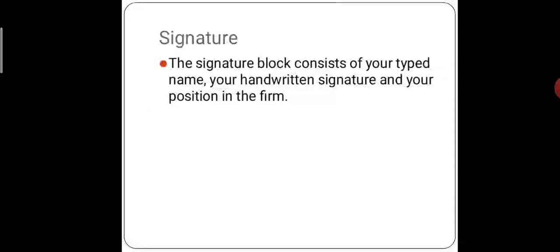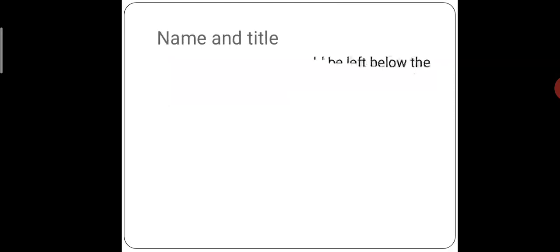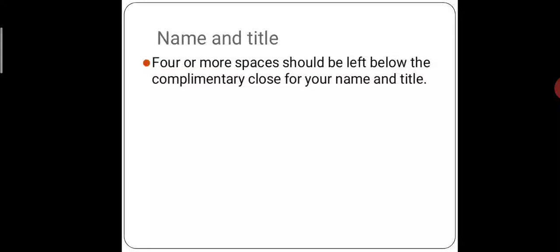The next part after the complimentary clause is the signature. That is, the signature block consists of your typed name, your handwritten signature, and your position in the firm. The handwritten signature should be between the complimentary clause and the typed name and title. Next part is about name and title. That is, four or more spaces should be left below the complimentary clause for your name and title.